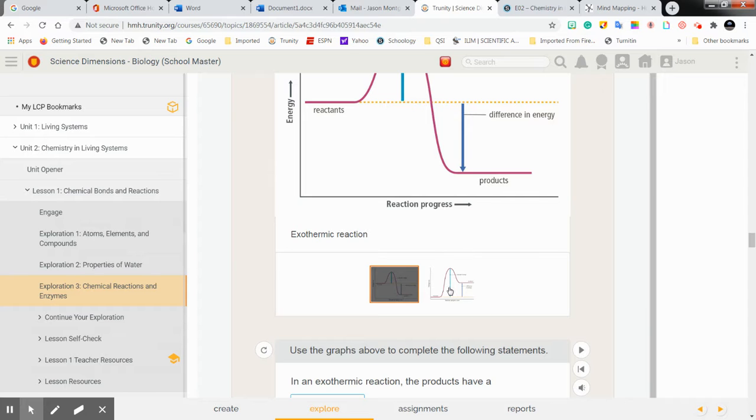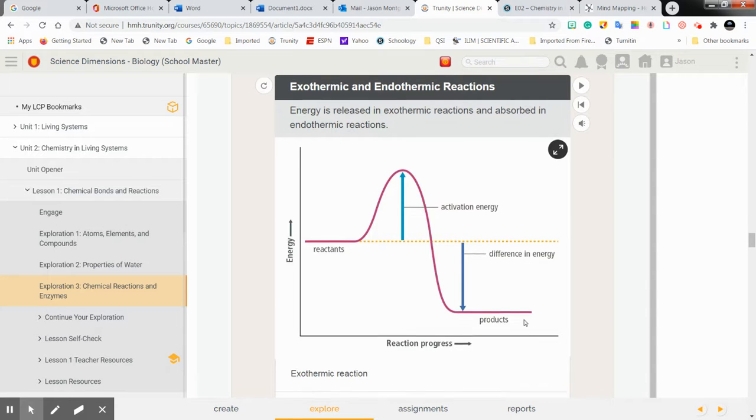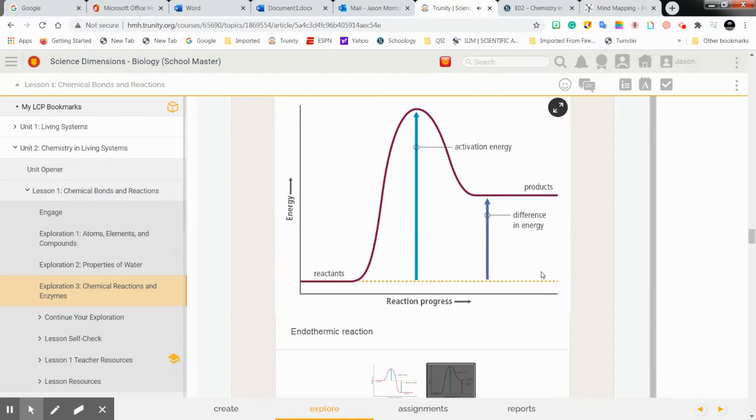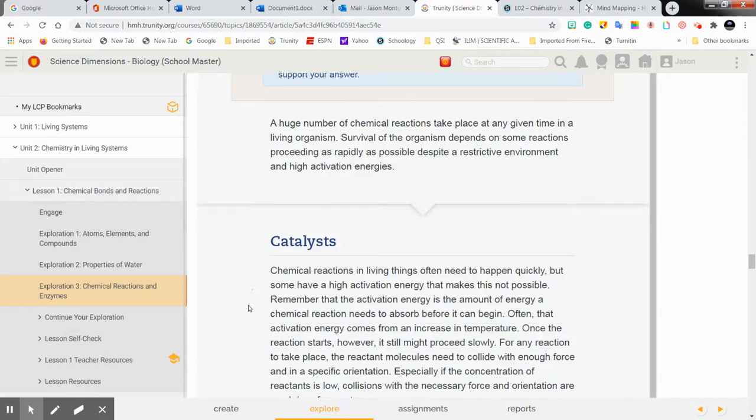Here are the two different graphs. So this is an endothermic reaction. You've got to put energy into it to get it started. Here's an example of an endothermic reaction where energy from the outside environment has to go into it before it reaches the ability to start. Okay, so pay attention to those.